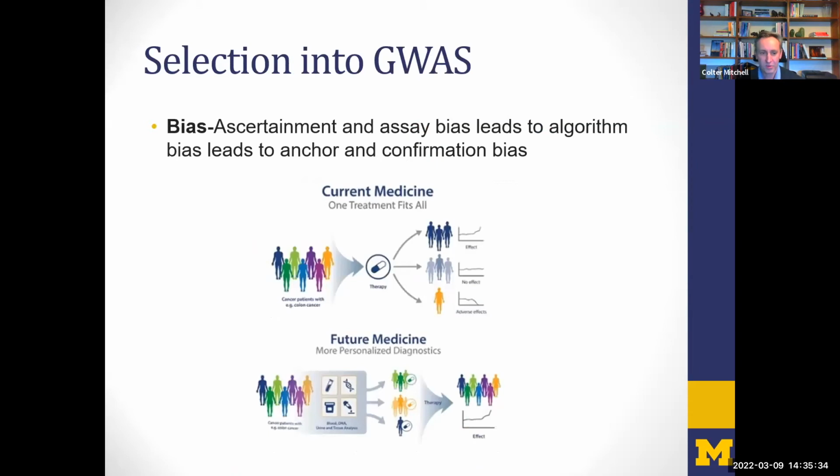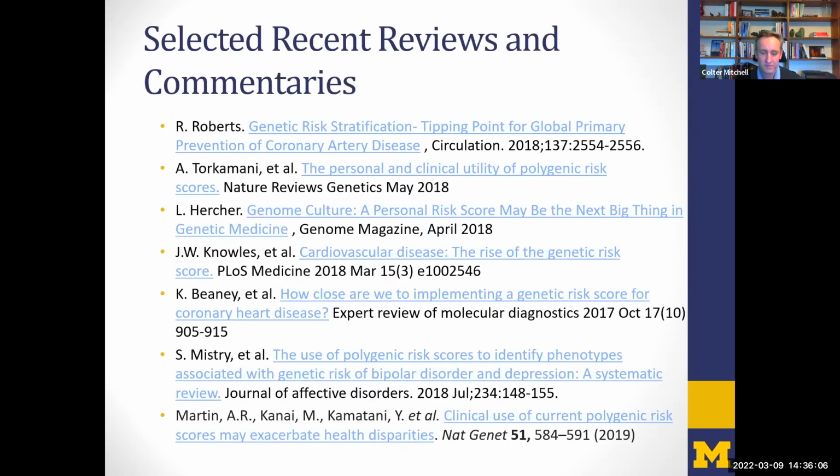The reason why this is important is ascertainment bias and assay bias. So that's who participates or how well your measures work for different groups, in this case, ancestry or different populations, leads to an algorithm bias. And that's the polygenic score, which then ultimately leads to an anchor or confirmation bias in the literature, because people think, well, this is the way this polygenic score works for everyone, when the reality is it was biased to begin with in the GWAS. This is for people who want to look up more. There are lots of reviews on this.